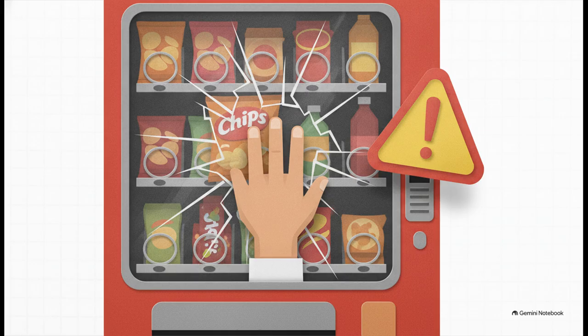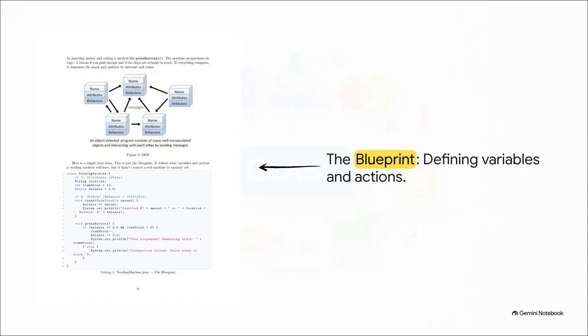You absolutely must interact with its public interface by inserting your money and pushing a button. The machine then encapsulates its own logic. It internally checks if you paid enough and if the chips are actually in stock. If everything computes, it dispenses the snack and updates its internal cash count entirely on its own terms. And this brilliantly illustrates exactly how we transition from the physical world right into the digital one. An object-oriented program is basically just a collection of well-encapsulated objects, each with a name, attributes, and behaviors, interacting by sending messages back and forth to each other.